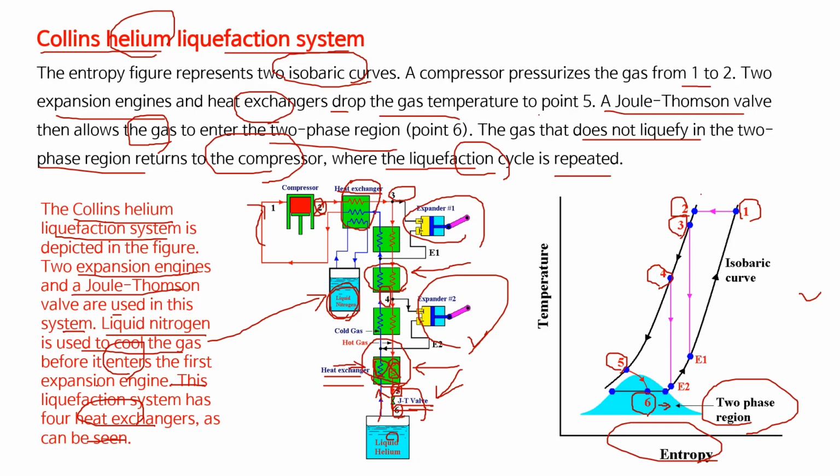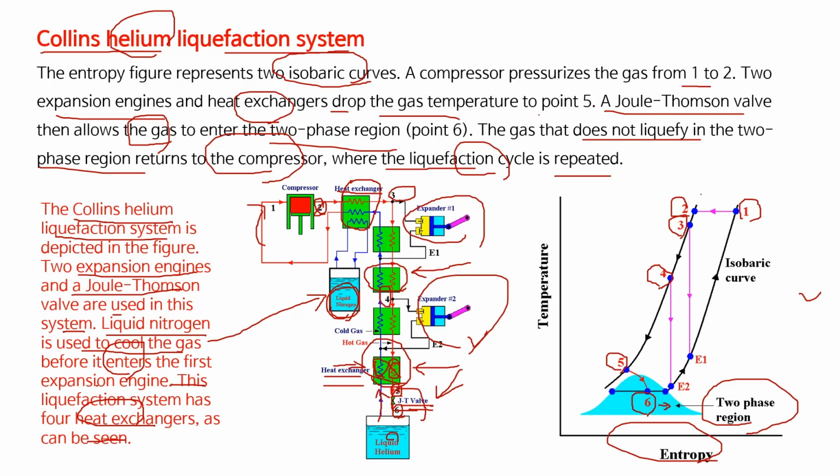So I can summarize again. Except helium, hydrogen, and neon, all other gases have the maximum inversion temperature higher than the room temperature. So we can liquefy those gases by using only a Joule-Thomson valve.